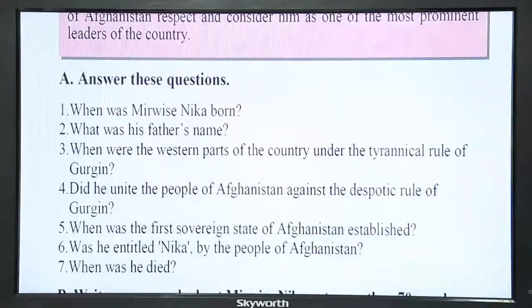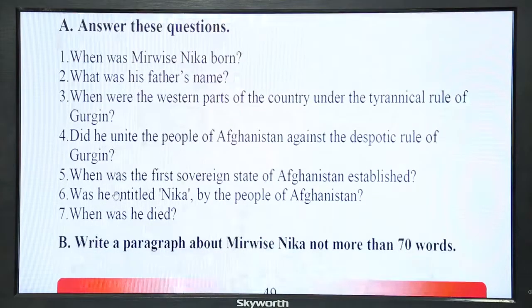Next question. What was his father's name? And the next one is, when were the western parts of the country under the tyrannical rule of Gurgen? And the next one is, did he unite the people of Afghanistan against the despotic rule of Gurgen? We have 3 more questions. You have to read them.